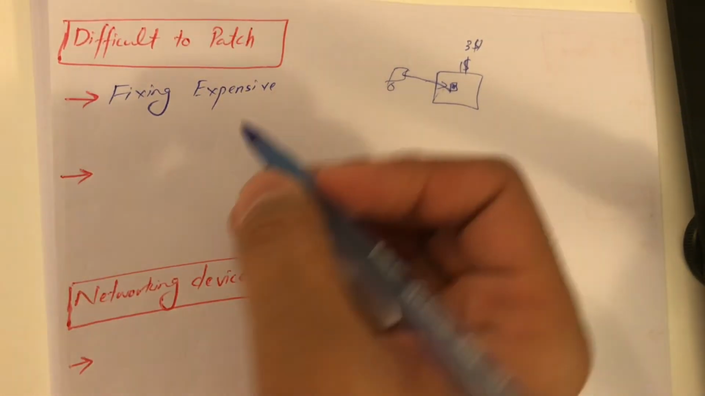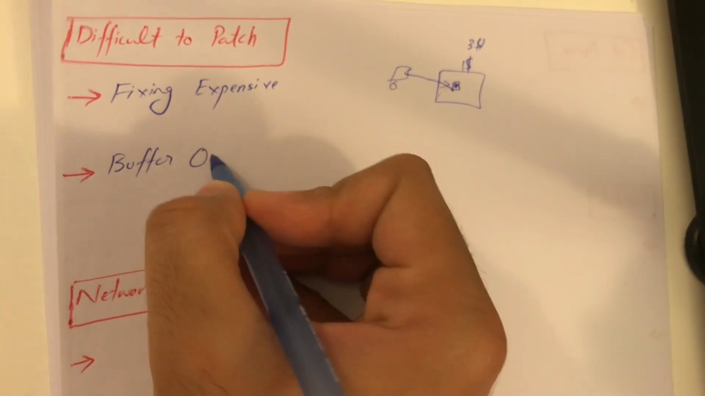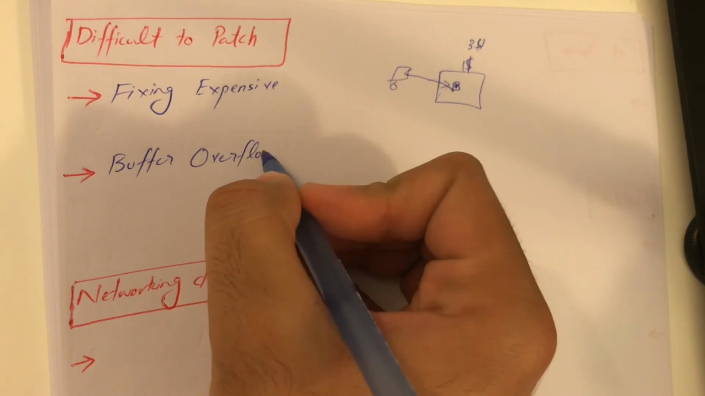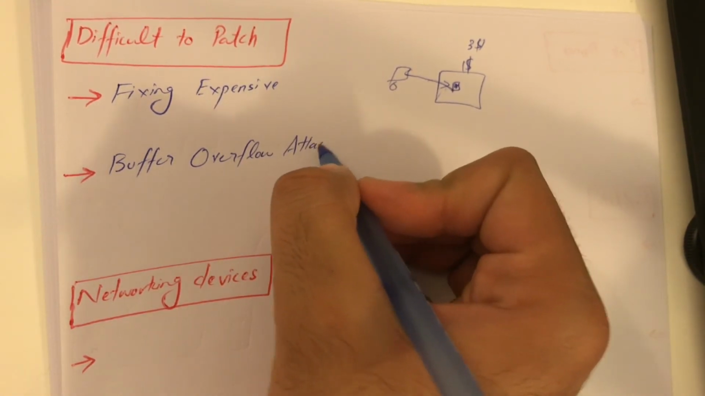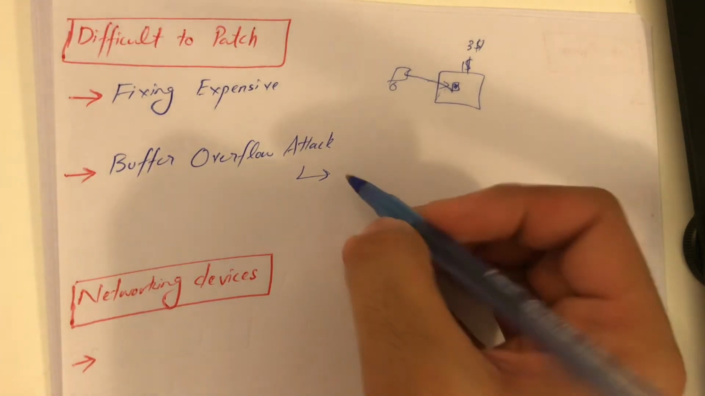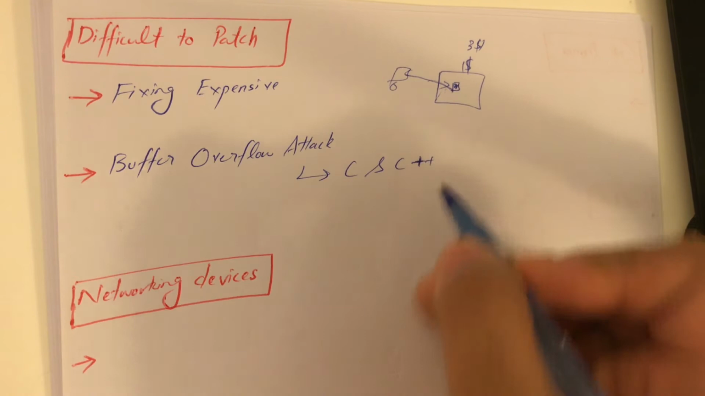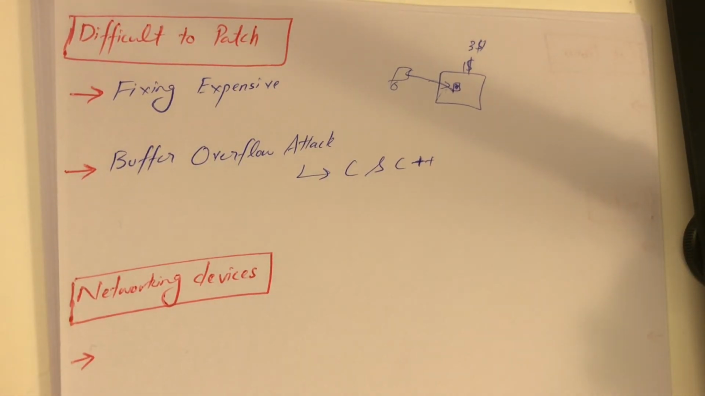Another problem with these embedded systems is the buffer overflow attack, which we already talked about. Buffer overflow attacks usually affect applications which are designed in C and C++. So most of the applications designed in C and C++ are more vulnerable to the buffer overflow attack.